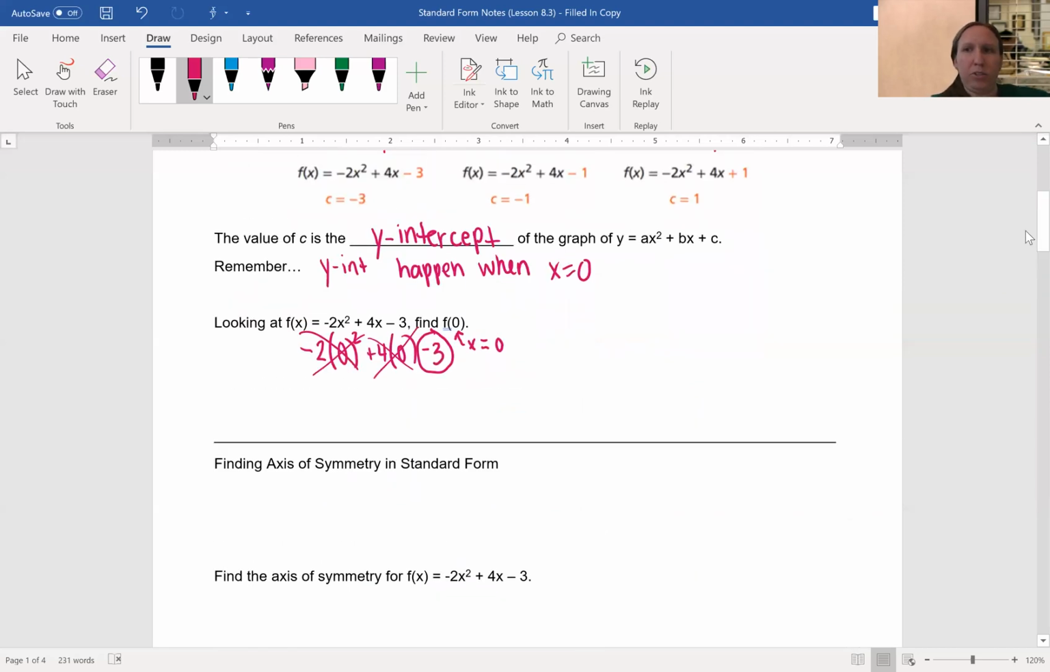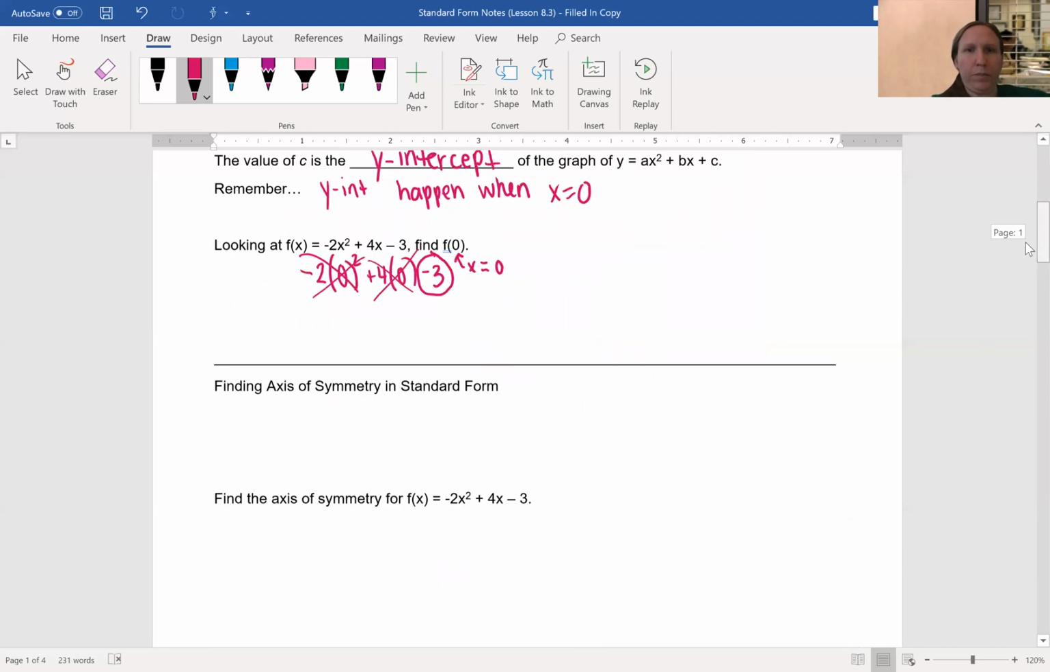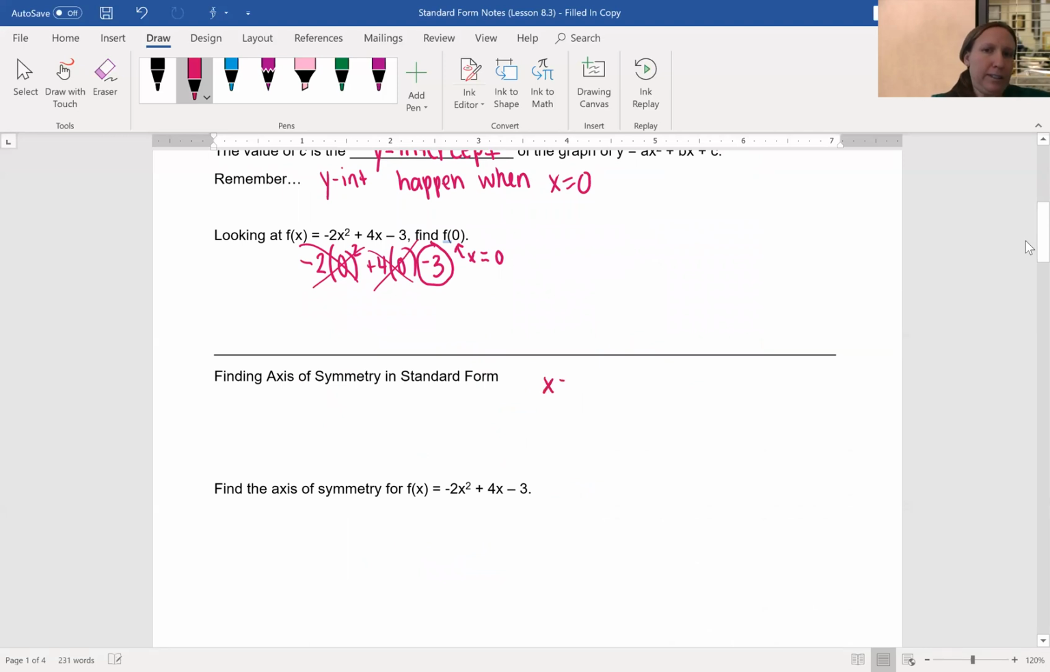An axis of symmetry in standard form is x equals, okay, because axis of symmetry is that vertical line. So it's going to be x equals something. In this case, it's negative b over 2a. Okay, that's very important to know. You'll need to know that when you're dealing with a standard form equation, the axis of symmetry is x equals negative b over 2a.